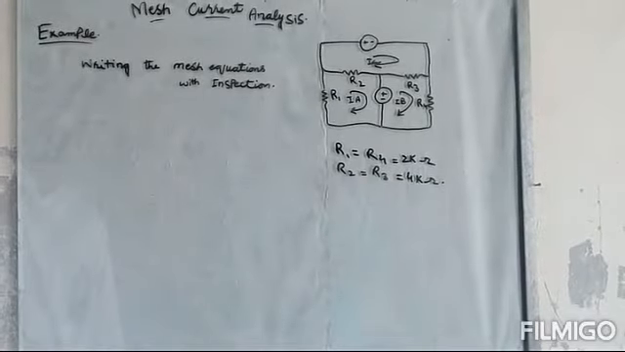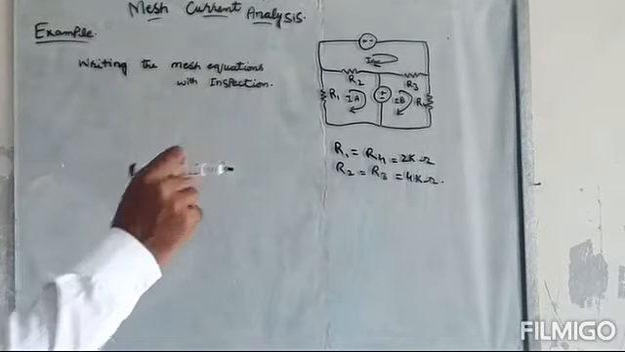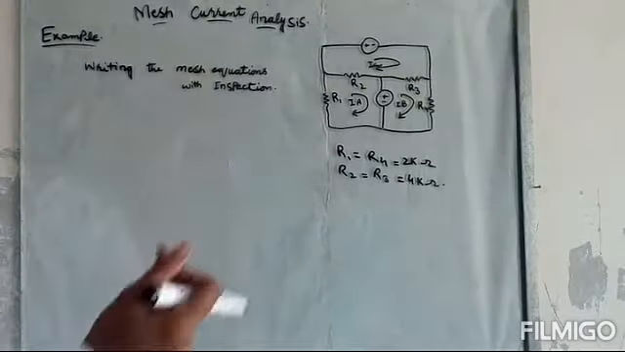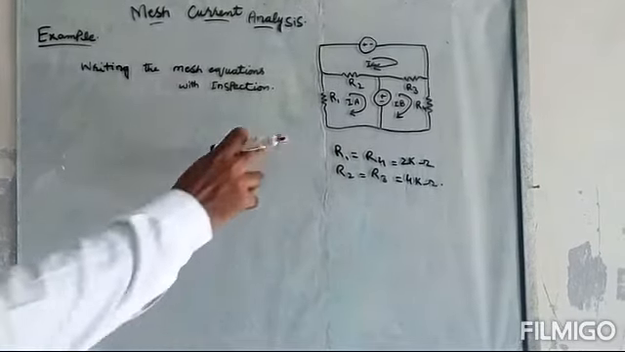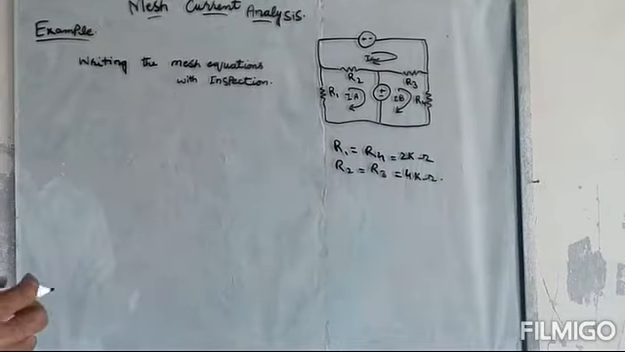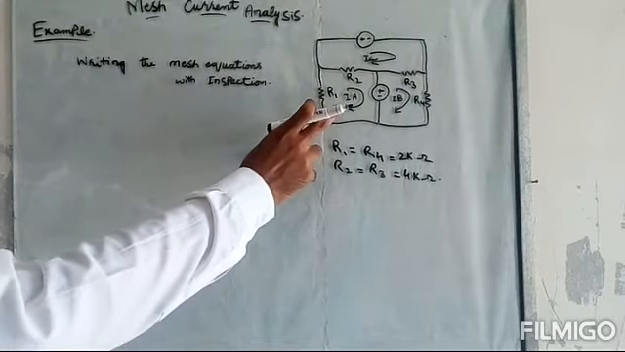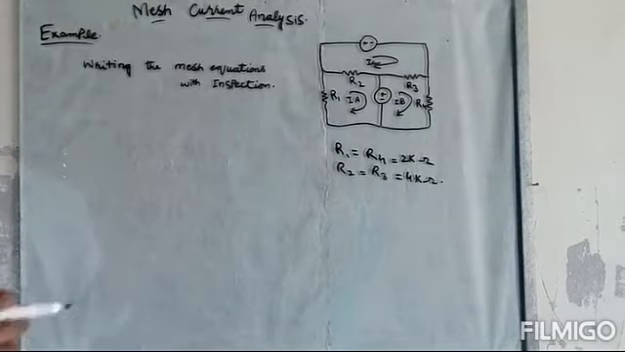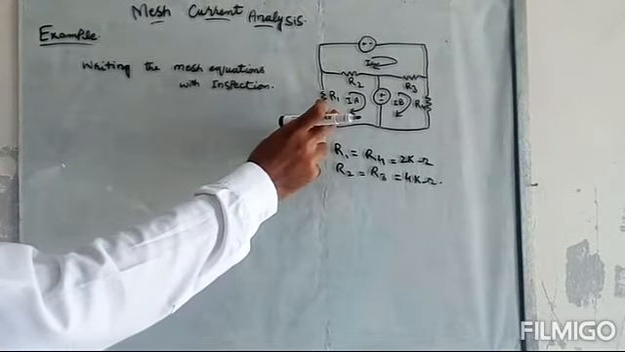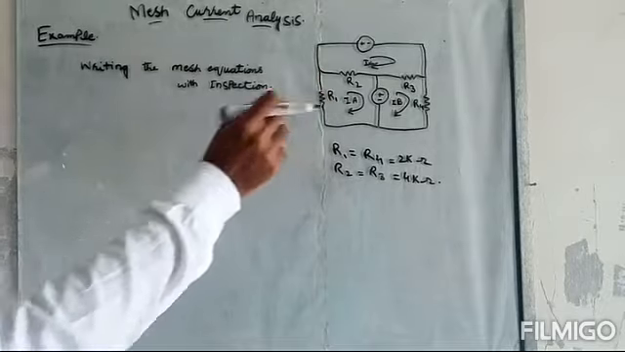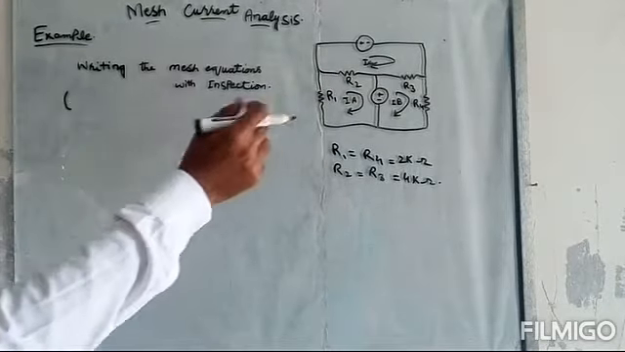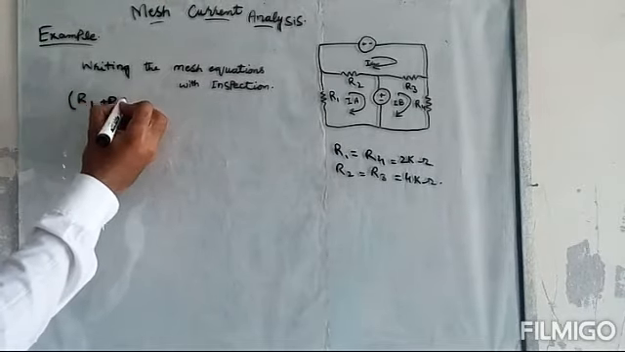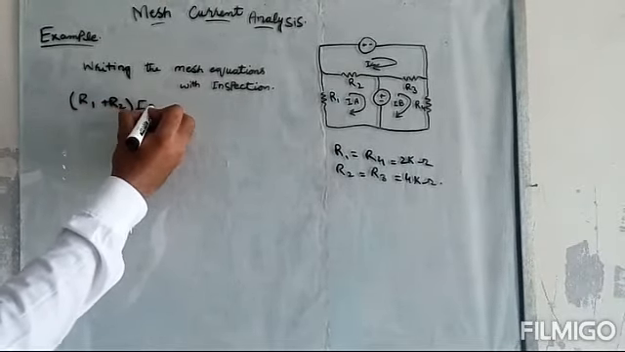In this example, we will see how to write mesh equations with inspection. Without writing KVL for the mesh, we can directly write the equation using this concept. First of all, for example, if we want to write the mesh equation for this loop, for mesh A, what we will do? We will simply add the resistances in this loop. For example, in this loop, the resistance R1 plus R2. We will multiply it with the mesh current IA.